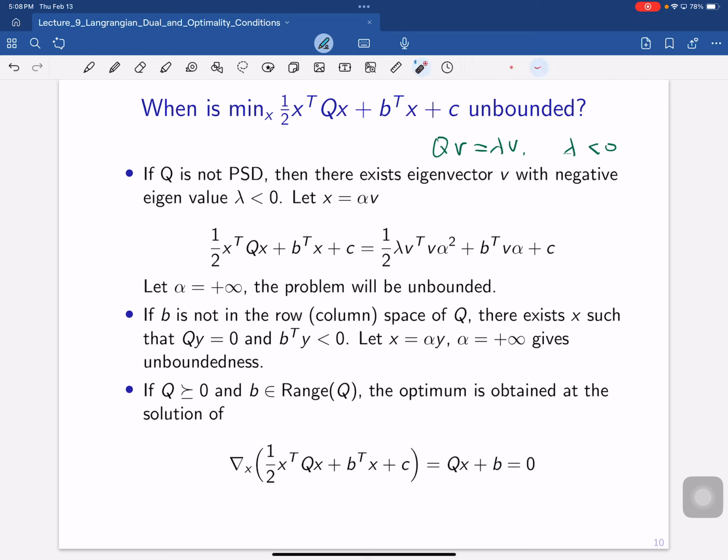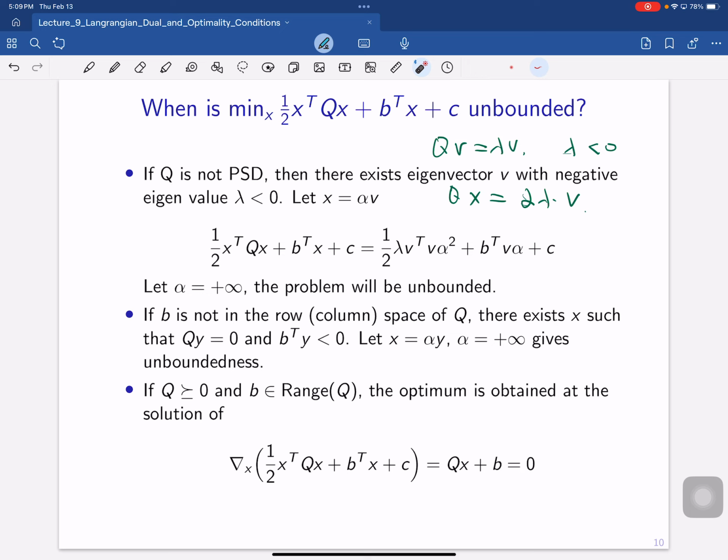So what you will get by x transpose Qx plus b transpose x plus c will be the following, right? Because x equals lambda alpha v, and so if you consider Qx, it will equal alpha times lambda times v. So you can plug this in and get this quadratic function with respect to alpha. You can do the calculation yourself. It should be very straightforward.